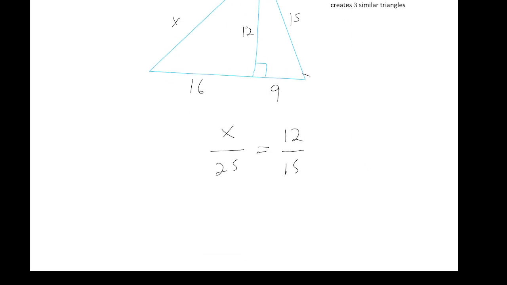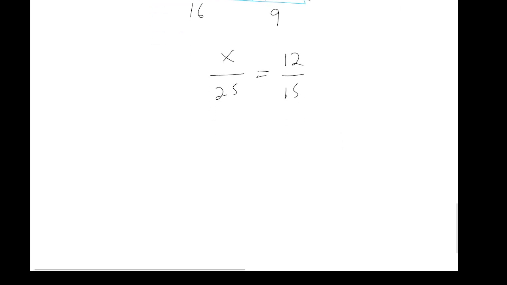Okay. Then we have this thing constructed. Then we're just going to be off to the races. We're just going to take a cross product. We're going to have 15x is equal to 12 times 25, which is 300. Four quarters, 100 times 3, 300. And then we just divide both sides by 15. In this case, that's just going to be 20.